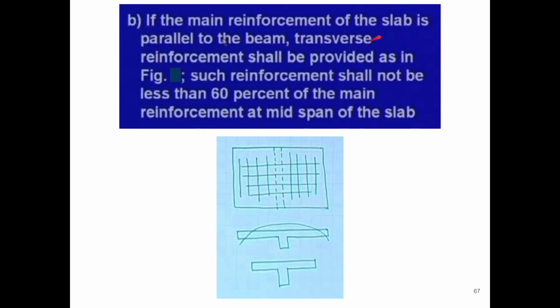And secondly, if the main reinforcement of the slab is parallel to the beam, then transverse reinforcement shall be provided as shown in the figure, and this reinforcement shall not be less than 60% of the main reinforcement at midspan of the slab. So if this is the main reinforcement at the midspan, the transverse reinforcement should not be less than 60%. So these are some of the criteria we have to take into account while designing T beams or flange beams.